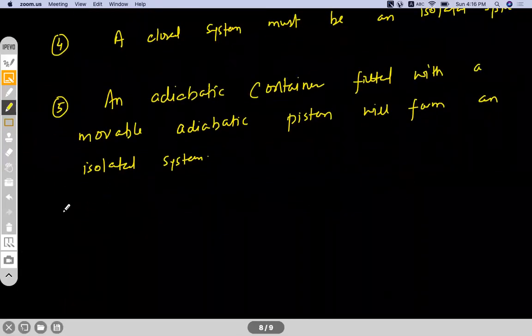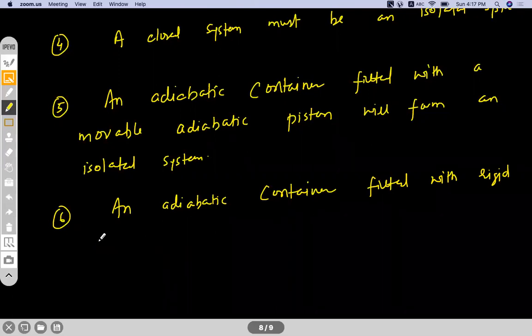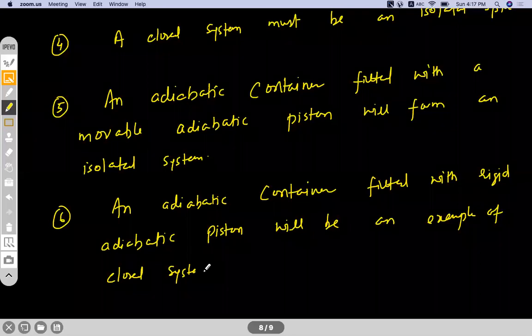And the last statement is an adiabatic container fitted with a rigid adiabatic piston will be an example of closed system. So all of you must write down all these six statements.